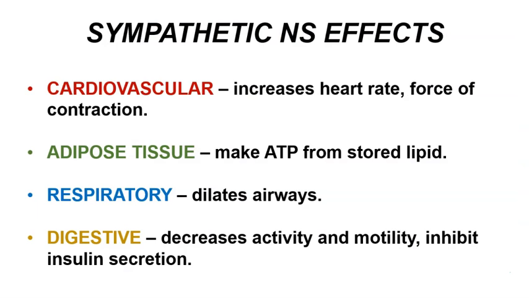So let's very quickly summarize some of the major effects of the sympathetic division. The sympathetic division will increase heart rate and force of contraction for the heart, which is going to push greater volumes of blood through the body during activity. It's also going to promote the breakdown of lipids in adipose tissue in order to make ATP energy for the body, so that way we can use that energy during activity. It's going to dilate the airways for better airflow to and from the lungs. And it's also going to slow the function of the digestive system, as well as the urinary and reproductive systems. It's also going to inhibit the secretion of insulin by the endocrine system.